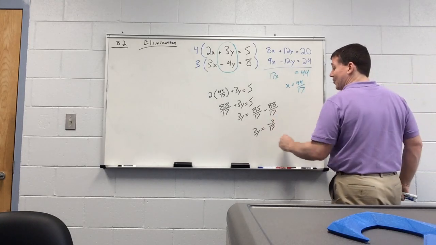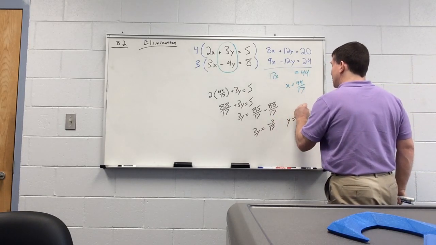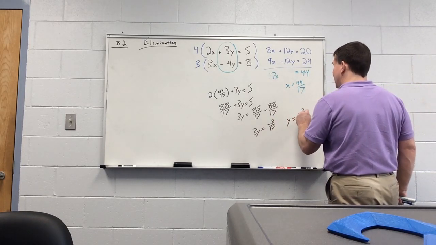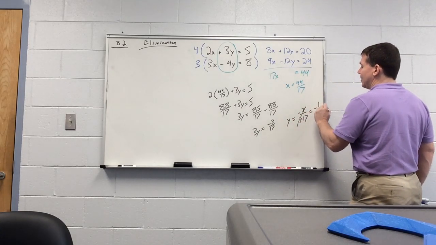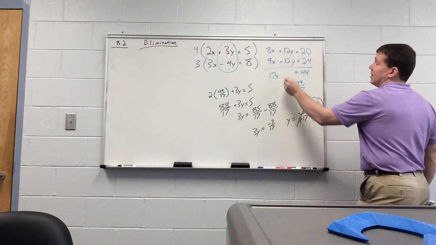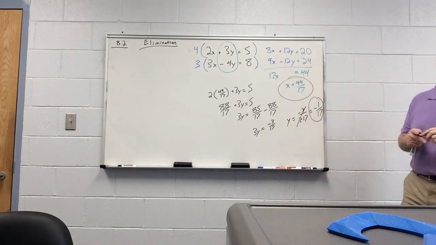And then just divide by 3. So y is equal to -3 over 3 times 17. The 3's cancel, and I get -1 over 17, and I get my solution.